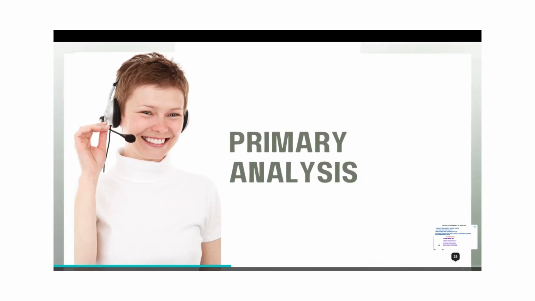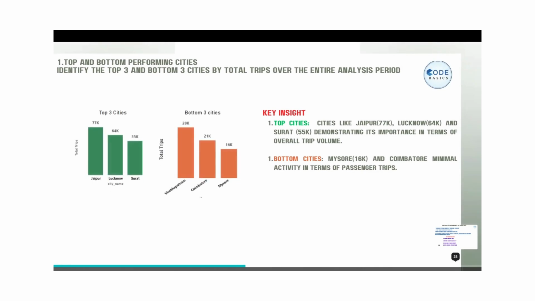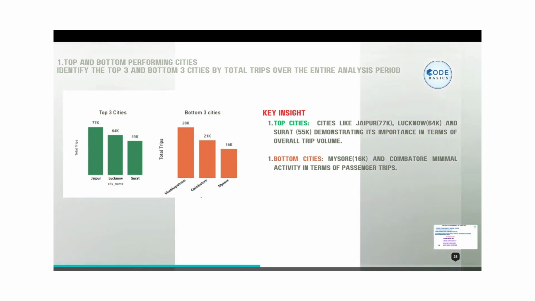Now moving to our primary analysis, the first question of the primary analysis is to find out the top 3 and bottom 3 performing cities. Top cities like Jaipur, Lucknow, and Surat demonstrate their importance in terms of overall trip volume, and bottom cities like Mysore, Coimbatore, and Visakhapatnam show minimal activity in terms of passenger trips.